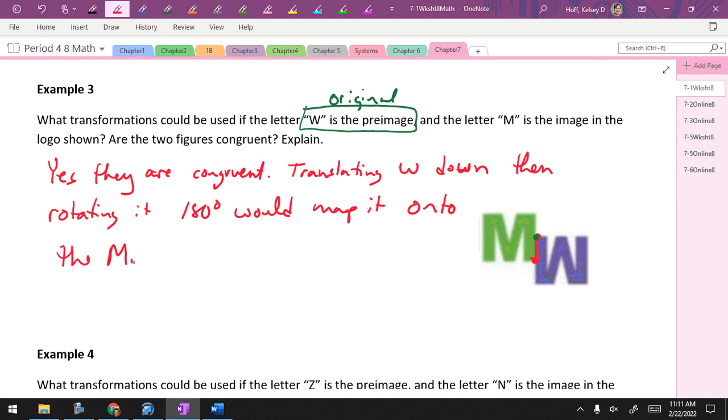Okay, on your own, read through number 4, write me your full explanation, and then I'm going to ask for somebody's answer. I want a sentence written there. Okay? Answer all the questions in that, please.